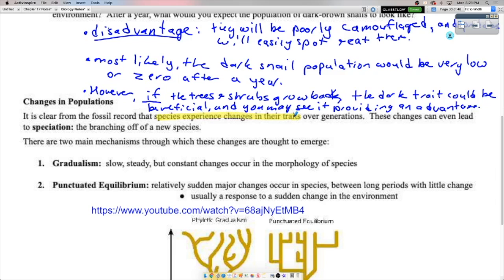We can even see it happening in our lifetimes because many generations can occur of shorter lived organisms like, well, snails, right? Or insects, or to the extreme level, bacteria, even, right? They can evolve in a matter of a few days. So these changes can even lead to speciation, okay? What is that? It's the branching off of a new species. It's when a new species is created.